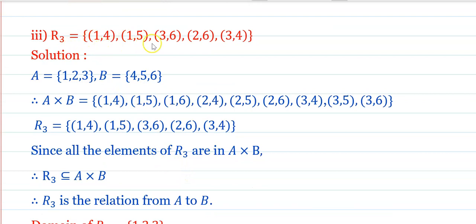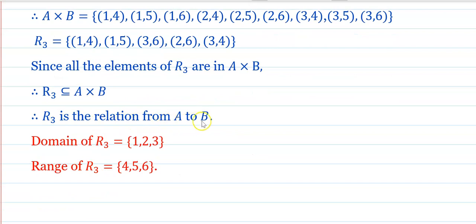R3 is {(1,4), (1,5), (3,6), (2,6), (3,4)}. Again, what about this R3? It is a subset of A cross B. R3 is a relation from A to B. Then what about the domain? Domain is the first elements from R3, and that is 1. Next is 2 and 3. So {1, 2, 3}. And what about the range? Range is the second elements. The range is {4, 5, 6}. This is the range of R3.